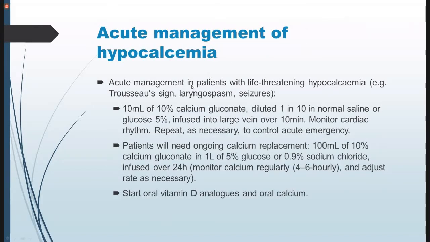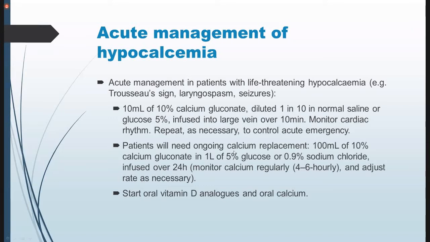For the acute management, when there is life-threatening hypocalcemia, that is, Trousseau sign is positive, there is laryngospasm and seizure, then you have to give an IV infusion of calcium gluconate. You have to prepare that, dilute it in normal saline or 5% glucose, and infuse it through a large vein over 10 minutes. Monitor the cardiac rhythm simultaneously. You have to repeat it as needed to control the acute emergency.